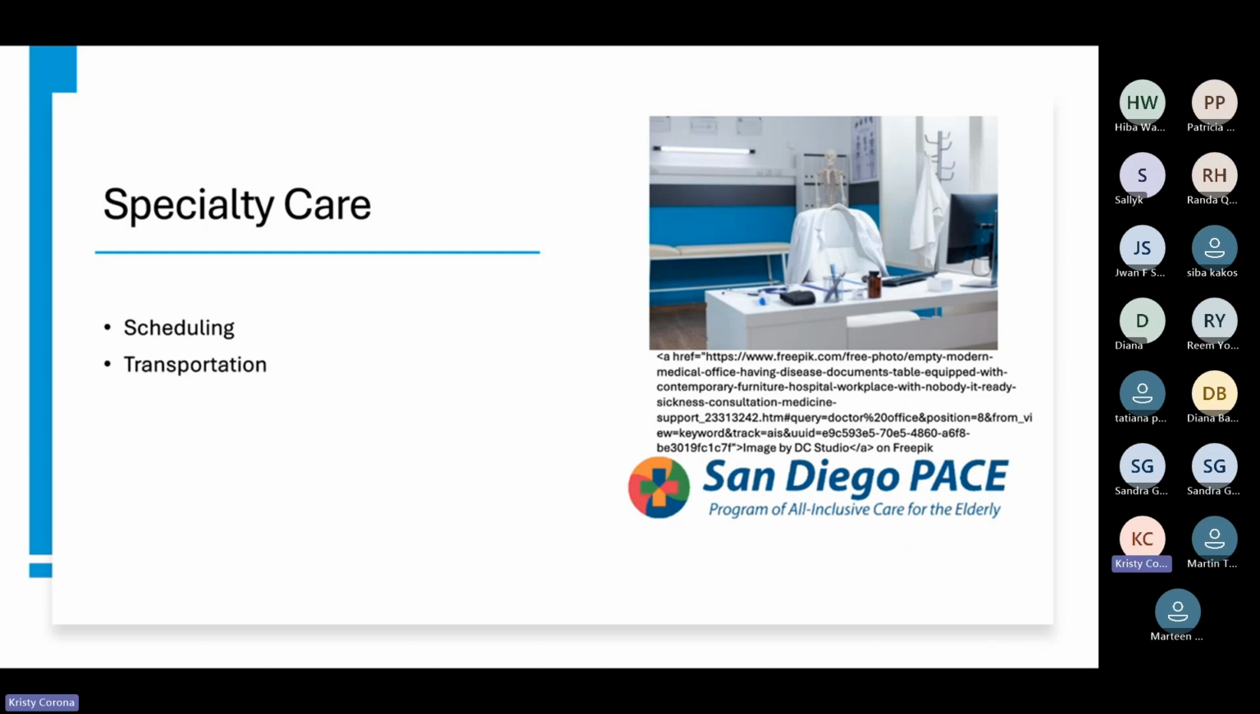Transportation, now if that's a self-scheduling patient, when they call us back and let us know when their appointment is, then we would be able to arrange transportation for them. For the patients that are not self-scheduled, this is something that we do as we're scheduling the appointments. We make sure that we have the transportation aligned with that appointment.